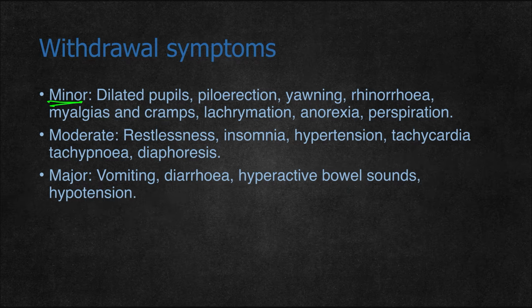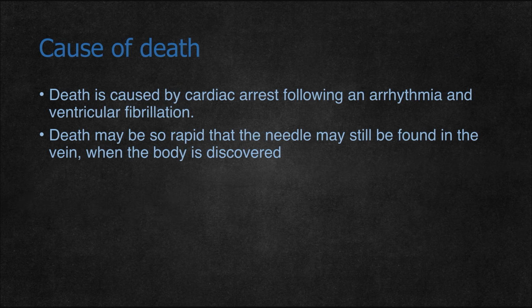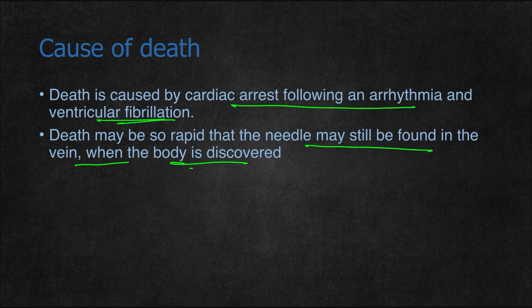Minor withdrawal symptoms include dilated pupils, pallor, erection, yawning, rhinorrhea, myalgias, cramps, lacrimation, anorexia, perspiration. Moderate symptoms include restlessness, insomnia, hypertension, tachycardia, tachypnea, diaphoresis. Major symptoms include vomiting, diarrhea, hyperactive bowel sounds, and hypertension. Cause of death in morphine type: the death is caused by cardiac arrest following arrhythmia and ventricular fibrillation. Death may be so rapid that the needle may still be found in the vein when the body is discovered.